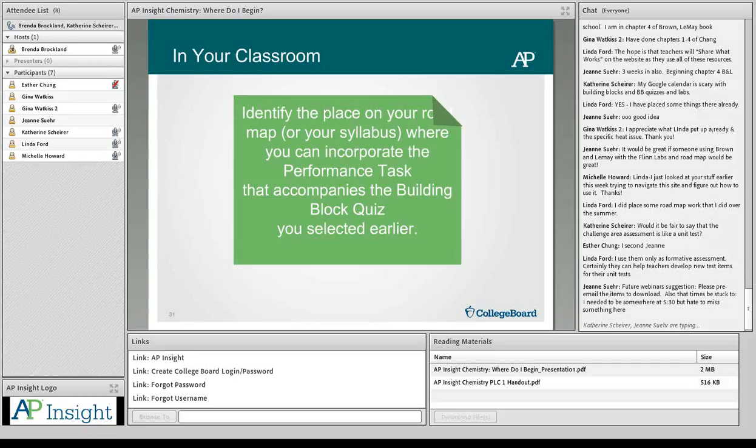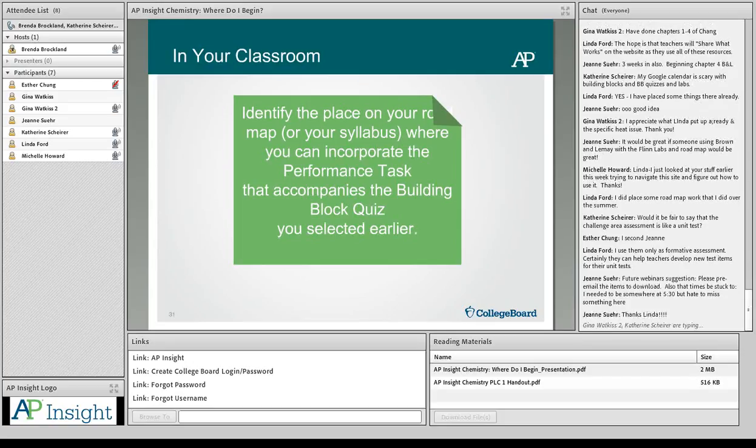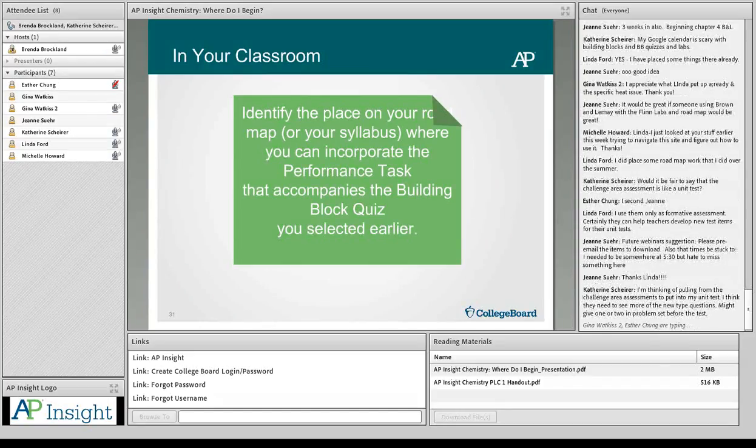And I know Jean had commented a little bit earlier that she'd love to see somebody who's doing Brown and LeMay post maybe their roadmap. And I am using Brown and LeMay, but I'm not using the Flynn labs. But I could probably also just post my roadmap just so that you can see kind of what I'm doing.